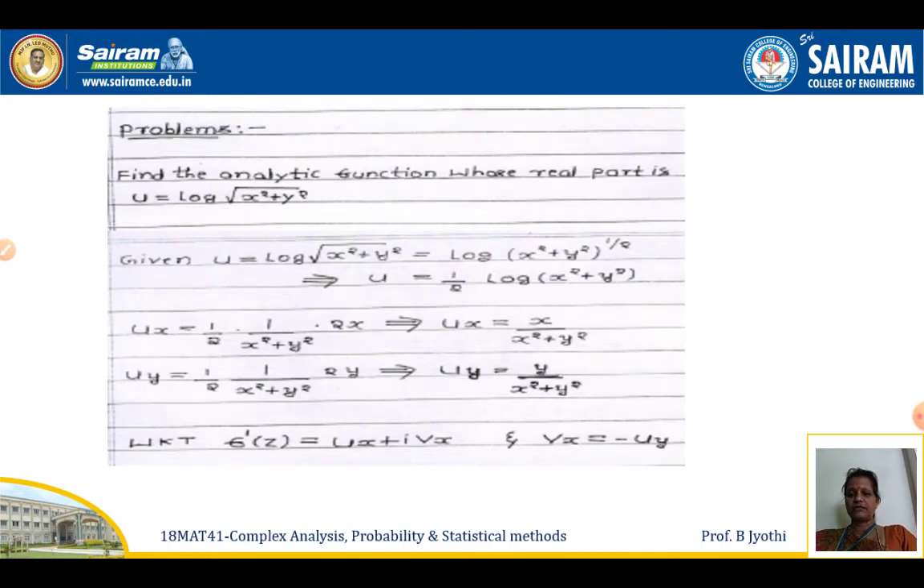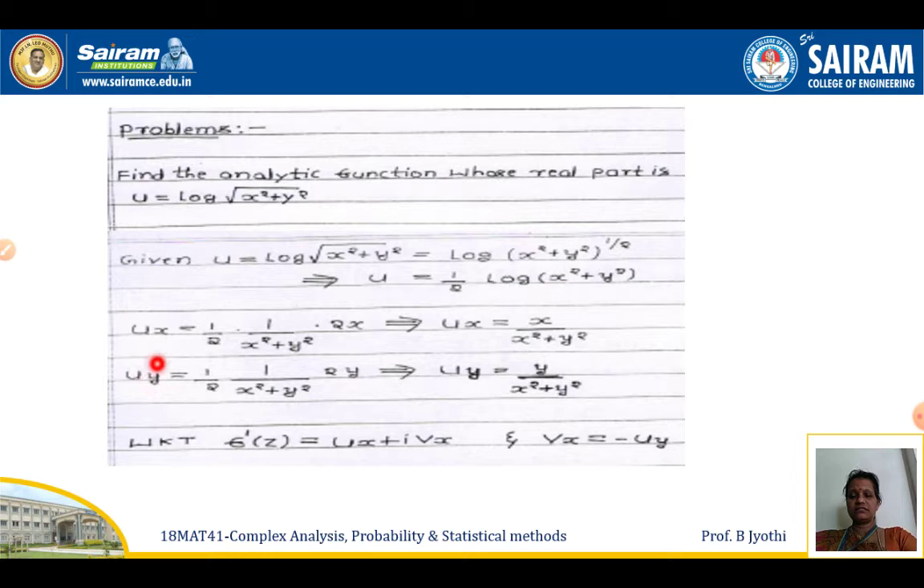First problem. Find the analytic function whose real part is log of root x squared plus y squared. Given u is equal to log of root x squared plus y squared. So this can also be written as log of (x squared plus y squared) to the power of half, or half log of x squared plus y squared.